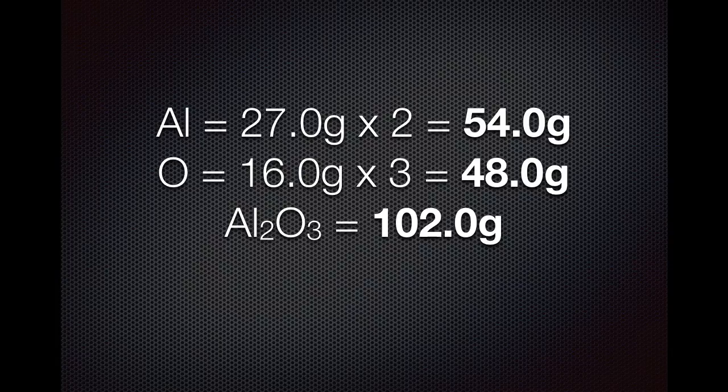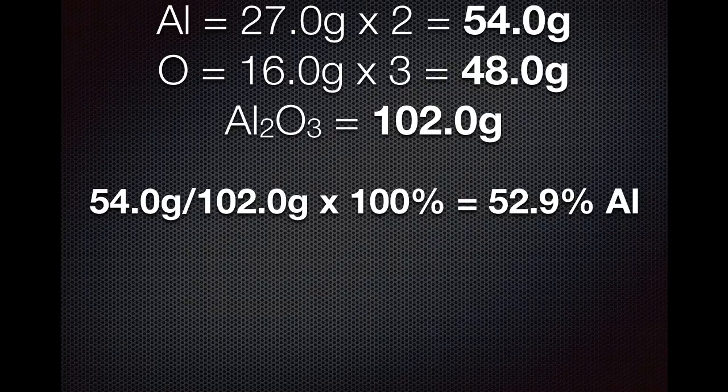So now to find the percent composition, since I am only looking for aluminum, that's the only one that I really need to find. I don't need to do the extra work, because if you read the question, Steven is only concerned about aluminum. So I'm going to put the mass of my aluminum, which is 54, over the mass of the whole compound, which is 102.0 grams. I multiply that by 100 and I get 52.9% aluminum. So in that 102 grams of aluminum oxide, 52.9% of that is aluminum.